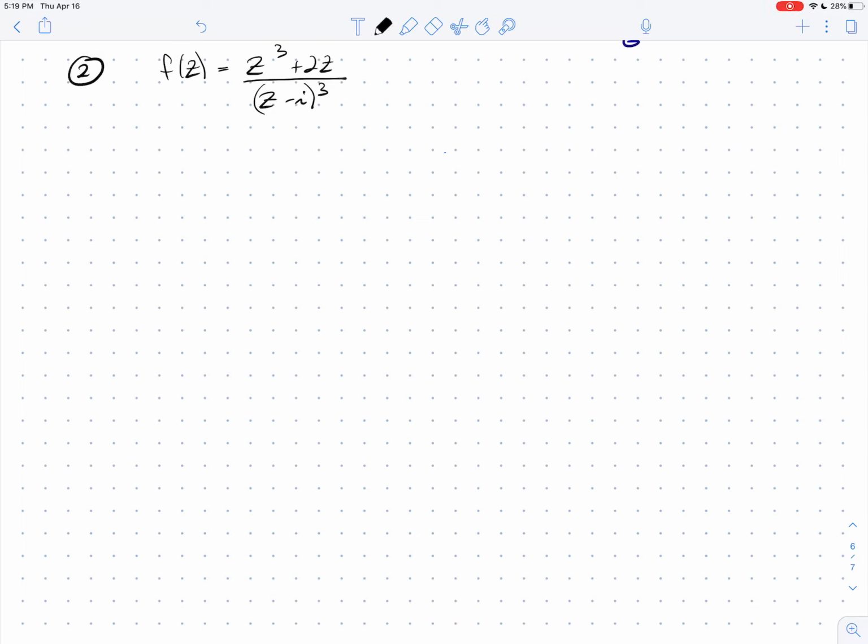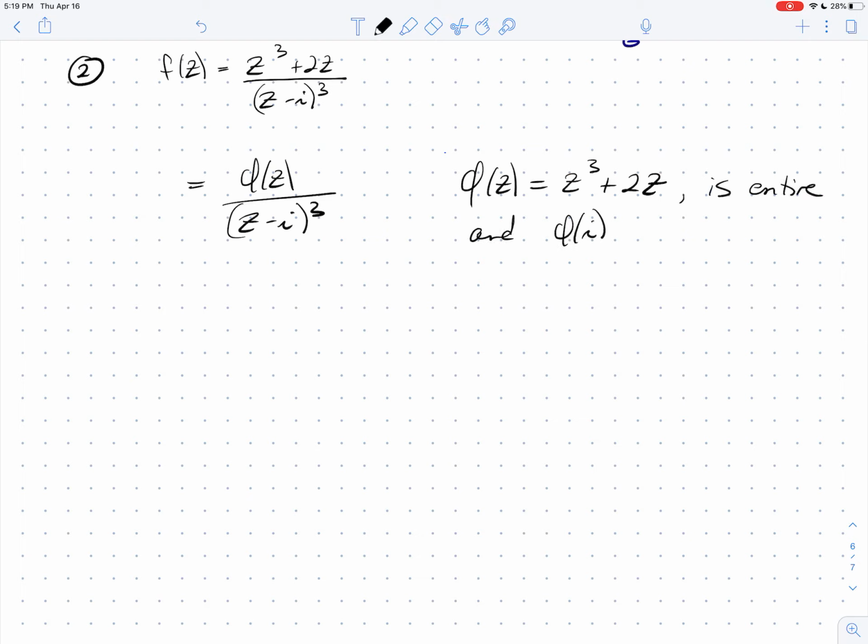Last video in this lecture series, we'll do two quick examples. For the first one, we want to rewrite this function f as phi of z over (z minus i) cubed, where phi of z is just the numerator, z cubed plus 2z. Let's realize that phi of z is a polynomial. It's entire.